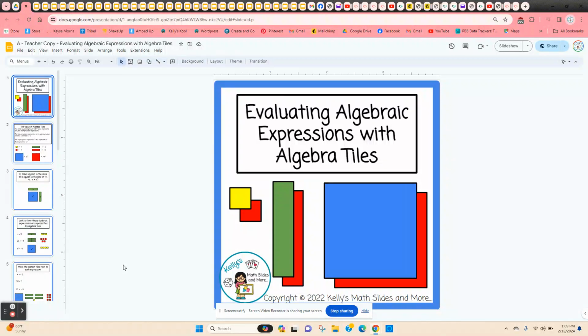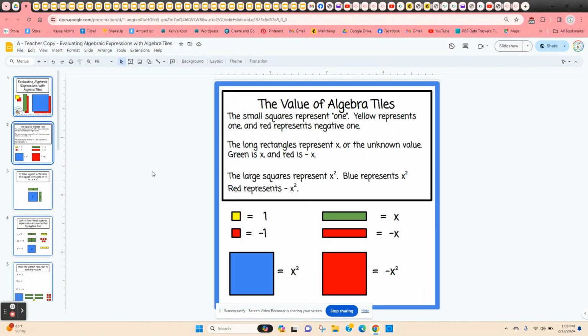Evaluating algebraic expressions with algebra tiles. This is a digital lesson, and these pieces are movable for the students. So it starts out explaining to the students the value of each of the tiles. So the smaller tiles here equal 1 and -1, the red being negative.